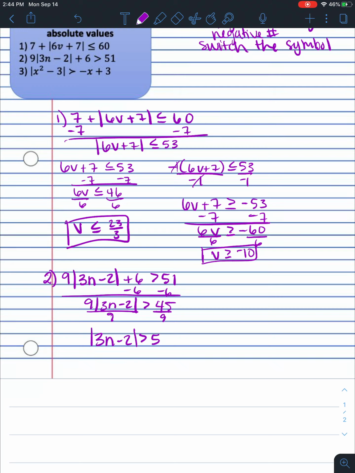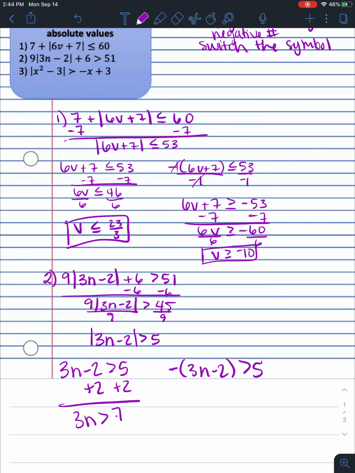Okay, I have absolute values here. So I need to solve two different problems. I need to solve the positive of 3n minus 2 and the negative of 3n minus 2. So here I'm going to add 2 to both sides. So I have 3n is greater than 7. Divide by 3. n is greater than 7/3.